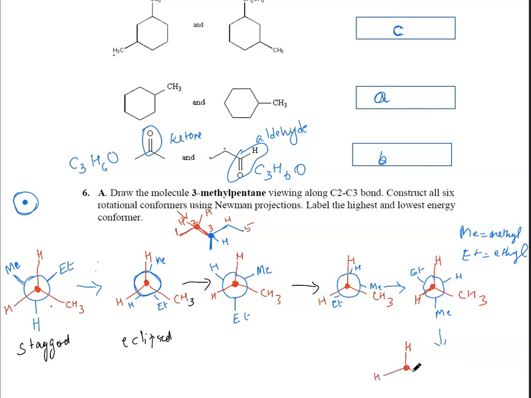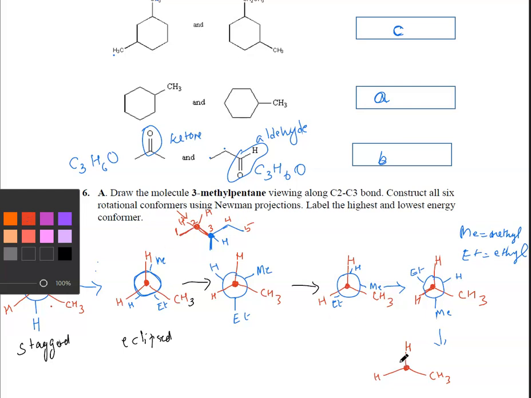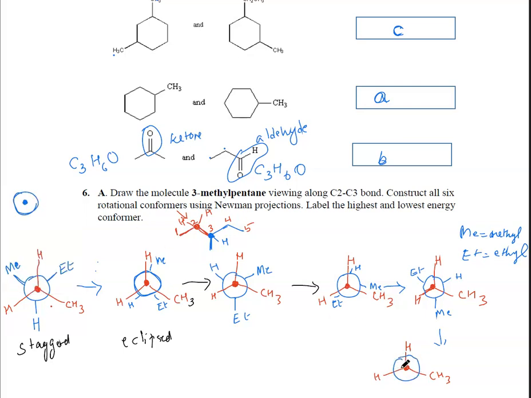Not changing the positions of the groups on the red carbon atom, but only rotating the blue carbon atom. Now I have methyl here, the ethyl here, and the hydrogen here. So every time I have a staggered, then an eclipsed, another staggered, then eclipsed, then another staggered, and finally the eclipsed.